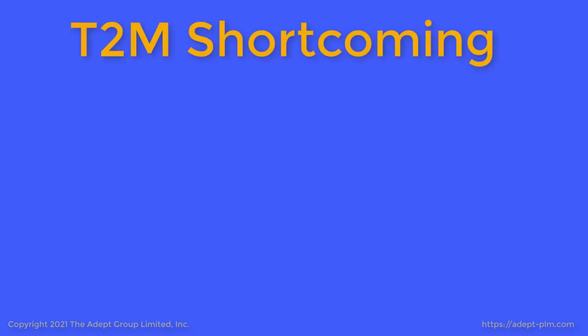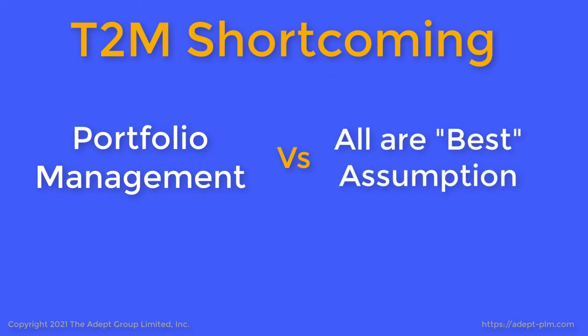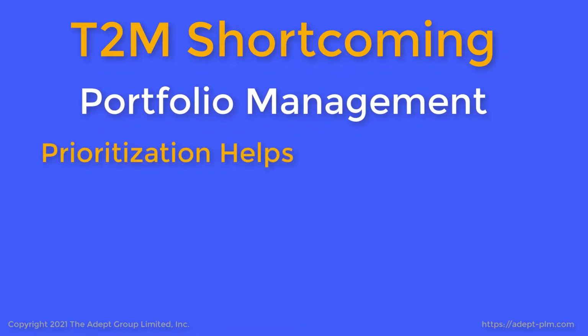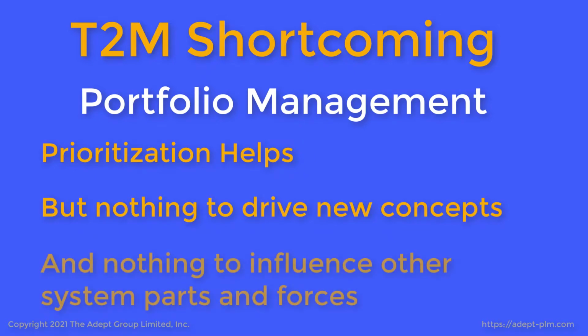Many companies have set up portfolio management to counteract the challenge caused by the all projects are best assumption. With portfolio management, they can give higher or lower priority to different projects. This is helpful, but unfortunately portfolio management does nothing to create better projects. And it does little to influence other product line parts and forces.